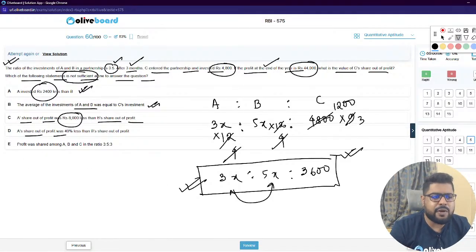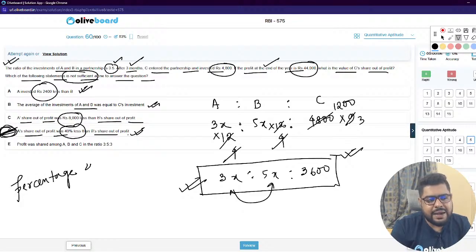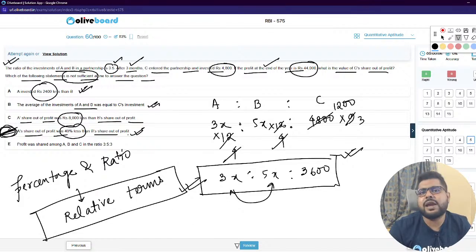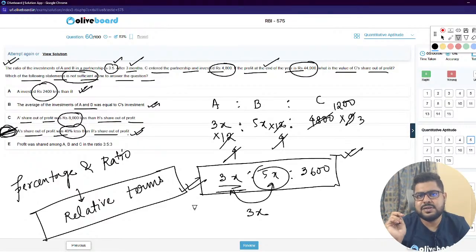A share out of the profit is 40% less than, yes sir, this is going to be the answer. Why? Sir, I told you percentage and ratio both are relative terms, right? You see, just by looking at this, 3x is always 40% less than 5x. Try it, sir: 3x is always 60% of 5x or 40% less than 5x. You don't need any equation for that.